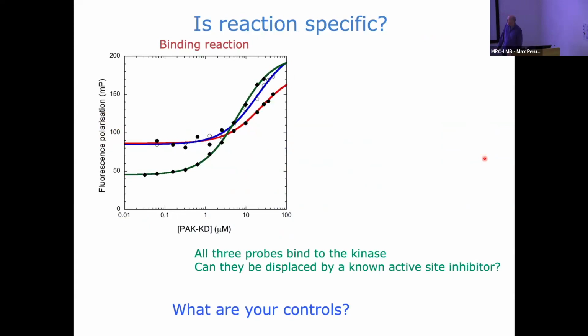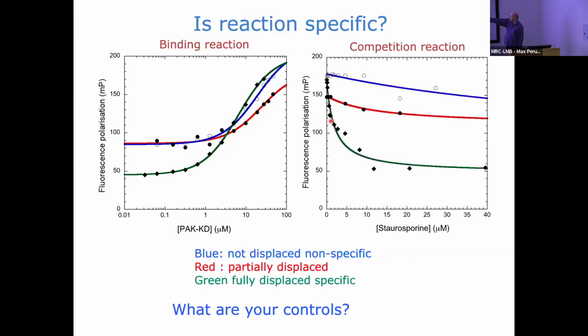One way of getting around that in a binding reaction is to see whether free compounds bind onto the same kinase. Can you displace things with a known positive binder? In this case, you can see in green that this gets displaced, but the red ones only get partial displacement. Does this mean that these molecules are not binding in the active site? So a good question is, what are your controls?